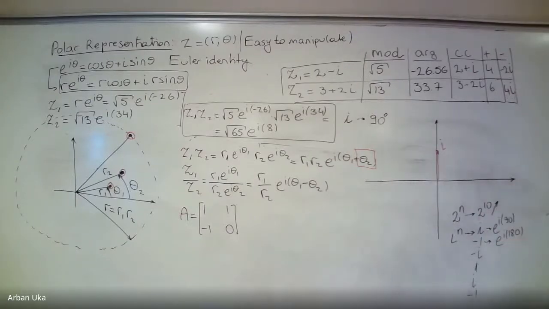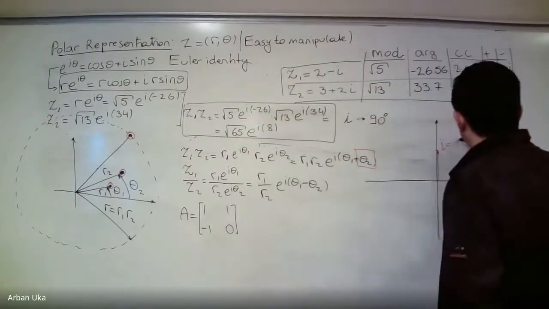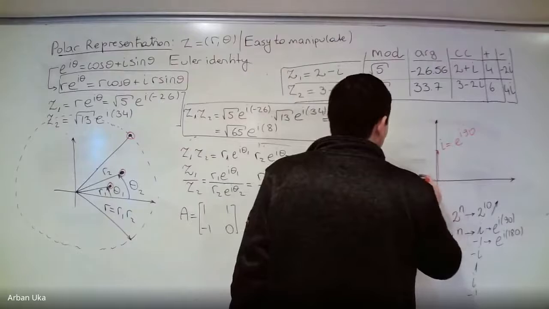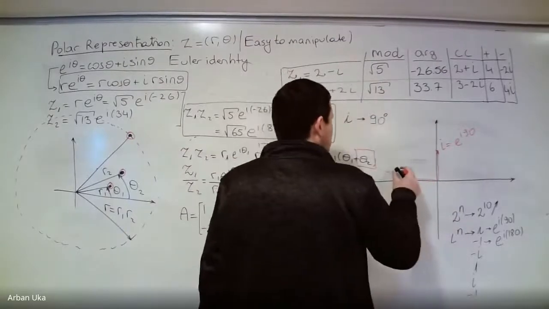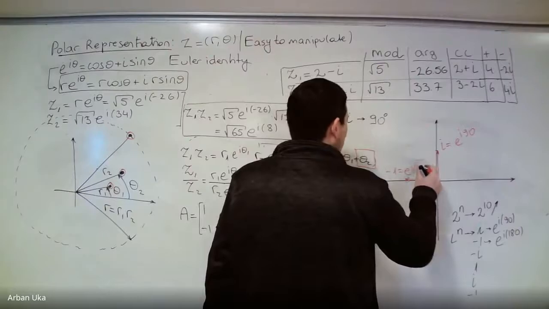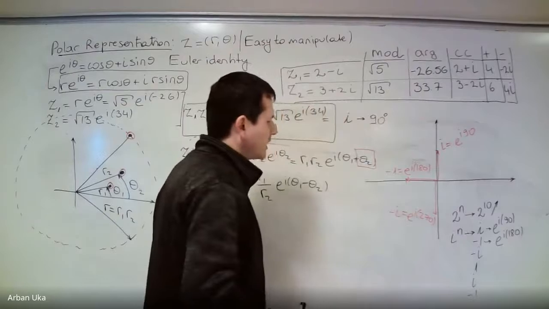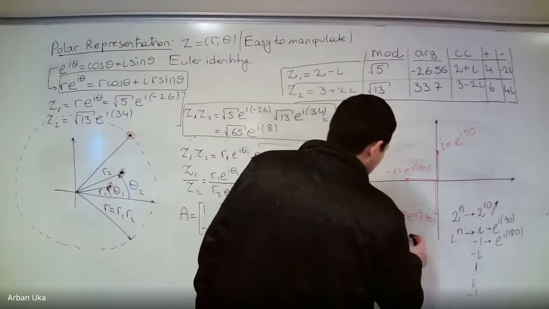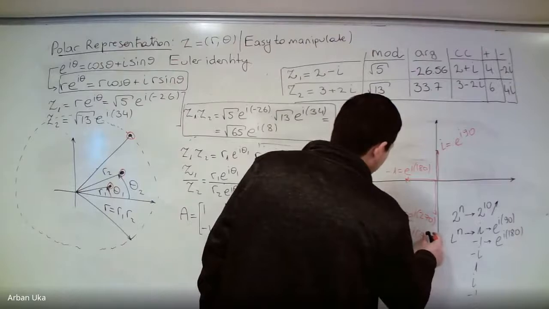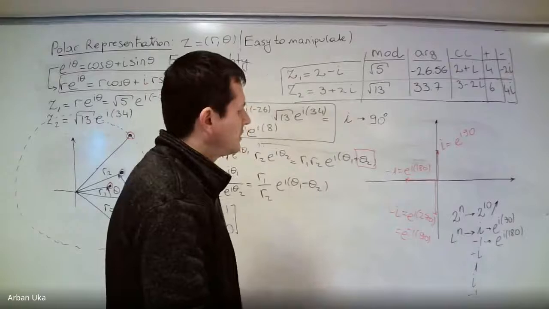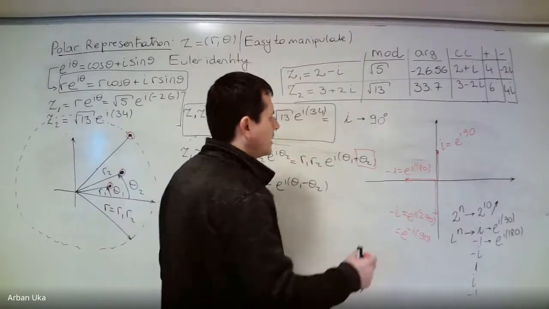Then what is I squared? Minus 1. So I is equal to e to the power I 90. Minus 1 is this vector, which is equal to e to the power I 180. What is minus I? The angle is now 270. That's correct. We can also consider this angle as e to the power minus I times 90. So this angle is 270 or minus 90 degrees.